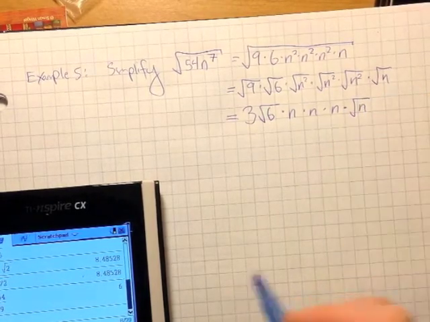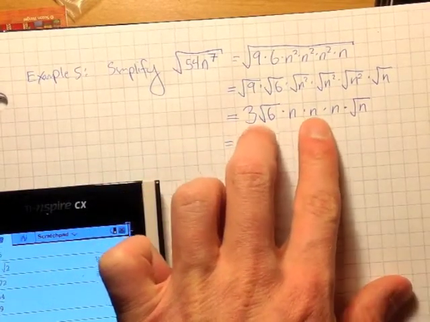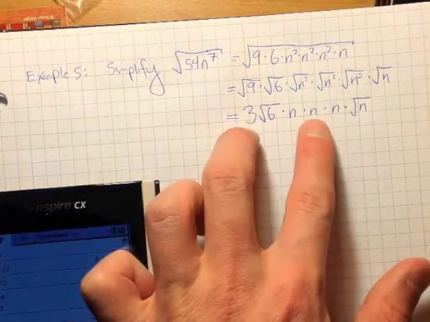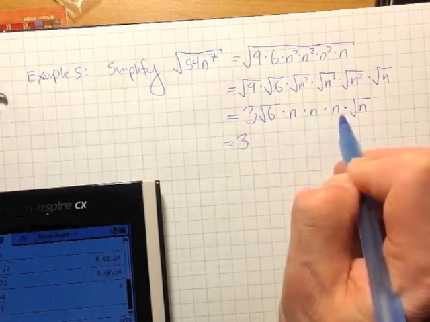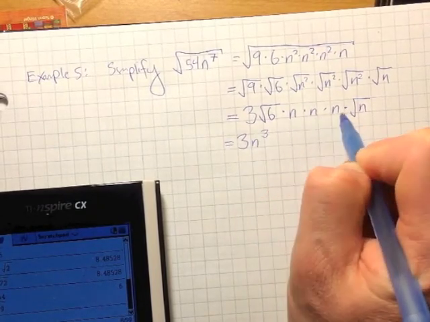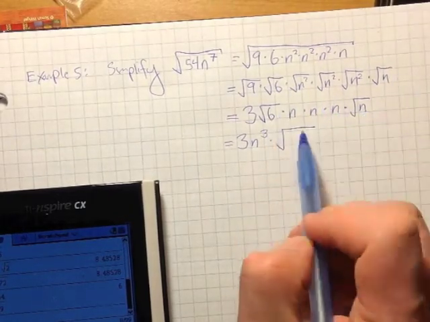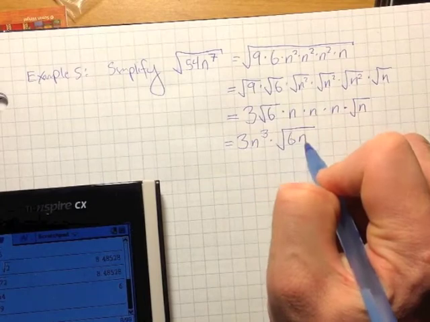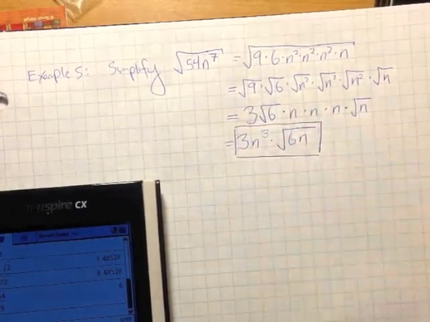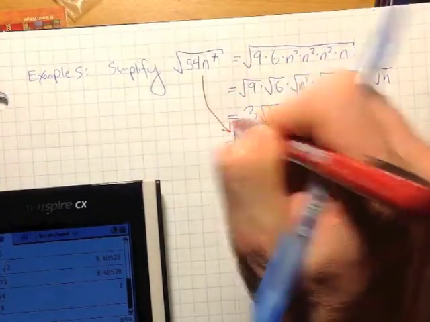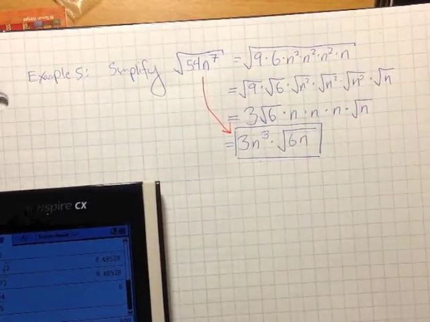Okay? Now, one last step. Let's just rearrange everything so that we get all of the stuff that's been freed from the square root, and bring that to the front. So 3 times n cubed times the square root of, now we're going to recombine the 6 and the n inside of 1 square root, 6n. Okay? So this is as simple as we can get, even though it actually looks more complicated. But again, I don't care how you get from here to here as long as you do. All right?